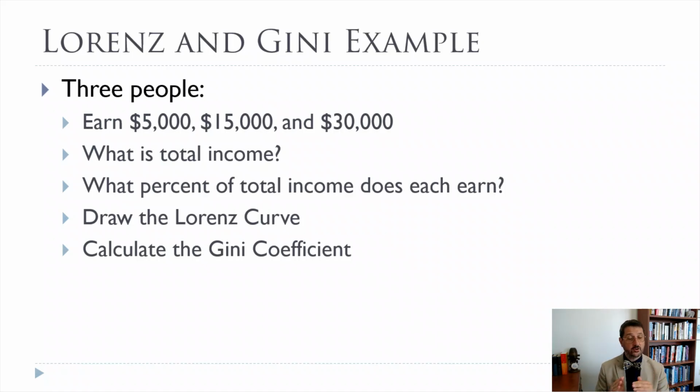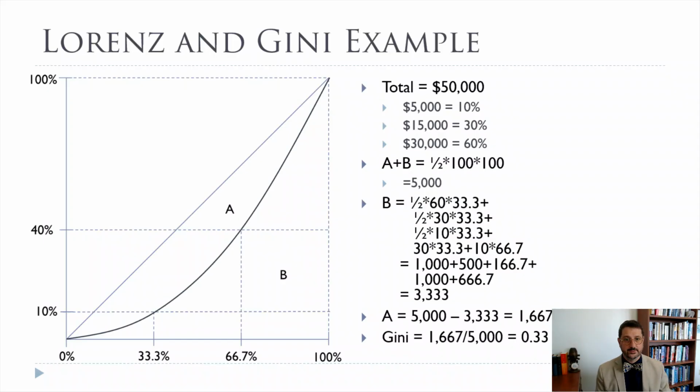Now, what we need to graph is the cumulative, right? So that bottom third will be 10%. And then the bottom 2/3 will be 10% plus 30%, or 40%. And then the 3/3, which of course is everybody, will just be 100%. So let's graph that, and then we will show how we can calculate the Gini coefficient in this case.